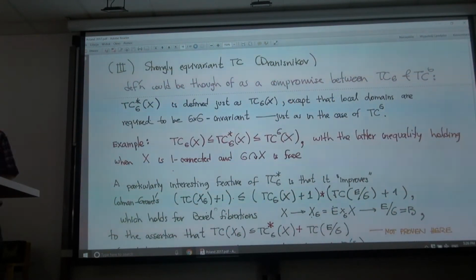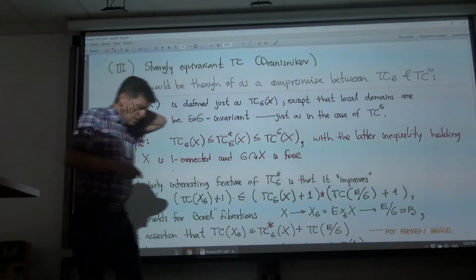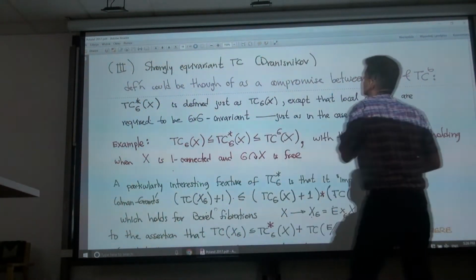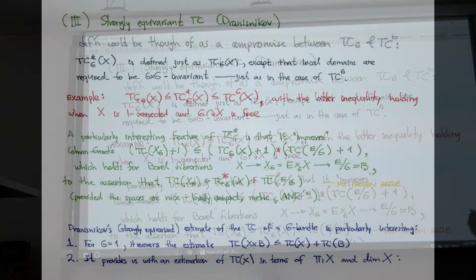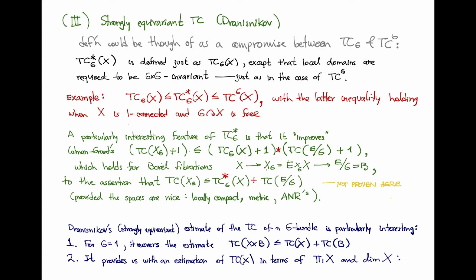Strongly equivariant TC. The definition, I'm not going to be giving the exact details, but it's the same. Dranishnikov's strongly equivariant TC is somewhere in between. It's a sort of compromise between the two previous versions, namely Marx's equivariant topological complexity and the invariant topological complexity. It's in the middle.